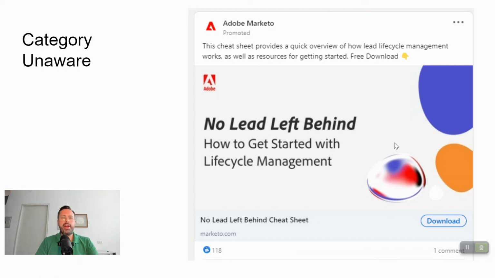Okay, we have another ad from Adobe, specifically Adobe Marketo. And what they're trying to do is cater to people that are category unaware. So no lead left behind, how to get started with lifecycle management. So within lifecycle management, they're going to provide you all this information. And then what I suspect is that when you access this cheat sheet, they're going to start selling you on the idea that you need certain types of automation software to achieve what you want to achieve. And conveniently, that's what Marketo does.